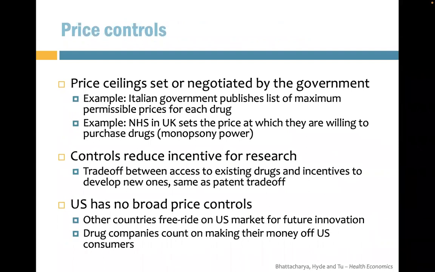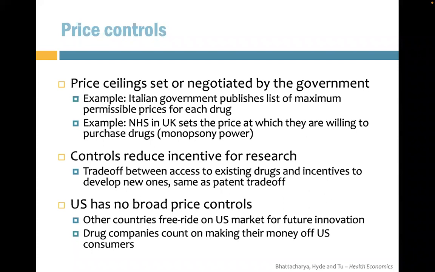Price controls, or price ceilings, are usually set or negotiated by the government. For example, in Italy, the government publishes a list of maximum permissible prices for each drug. You can think of monopoly firms as setting a price at a level that maximizes their profit.